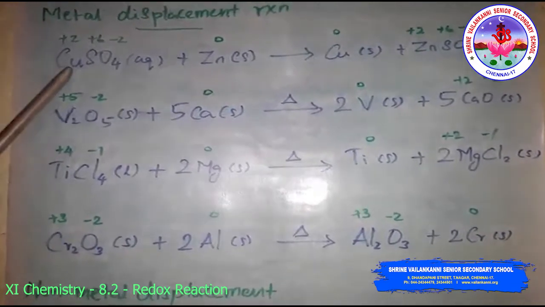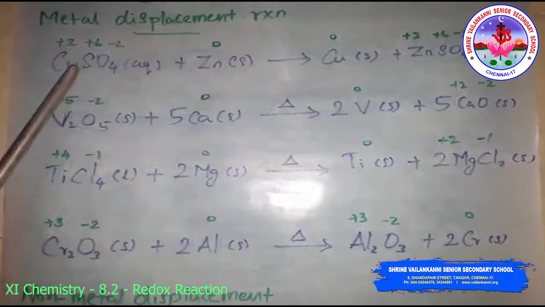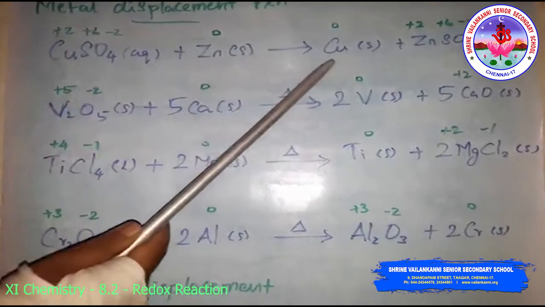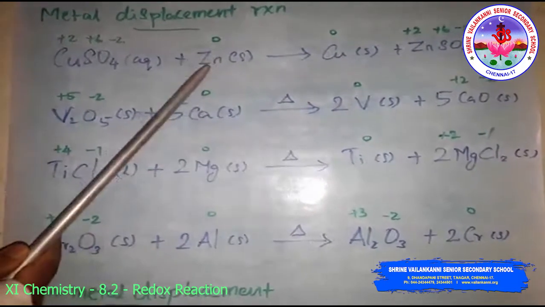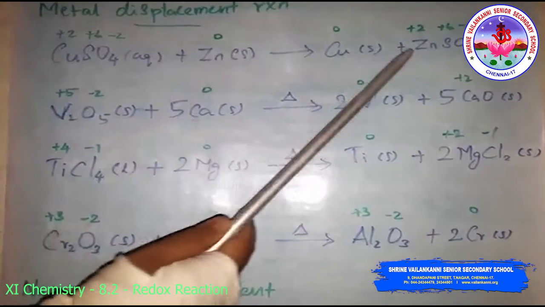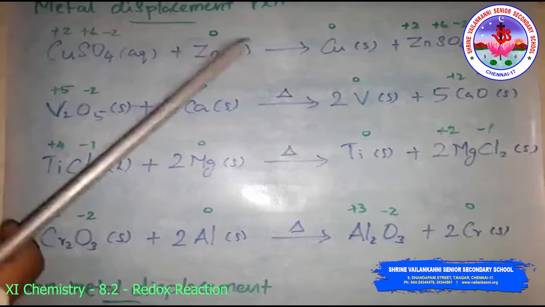Here copper is reduced and zinc is oxidized, because copper has a +2 oxidation state on the left, and on the right-hand side copper has a 0 oxidation state. Zinc has a 0 oxidation state, and on the right-hand side zinc is +2. So this is also a redox reaction.